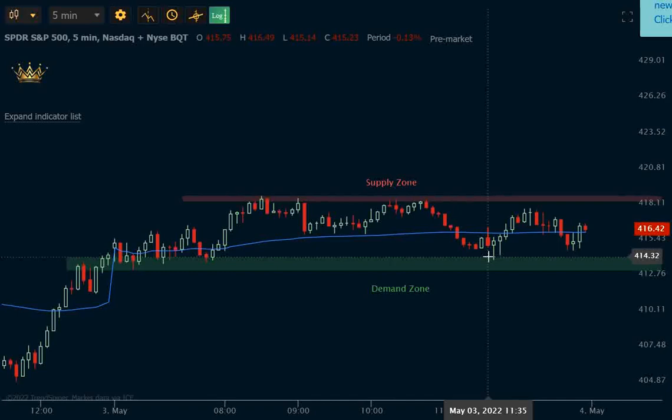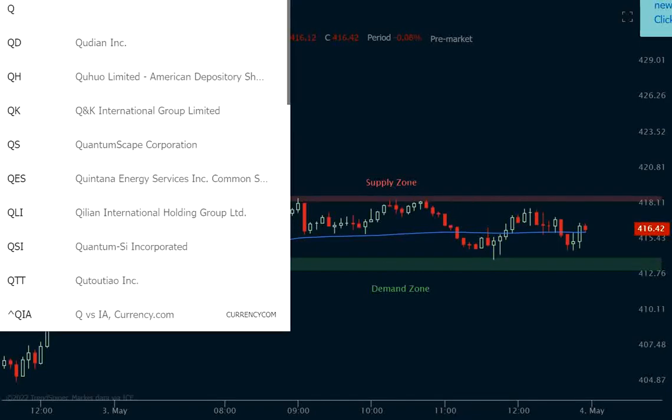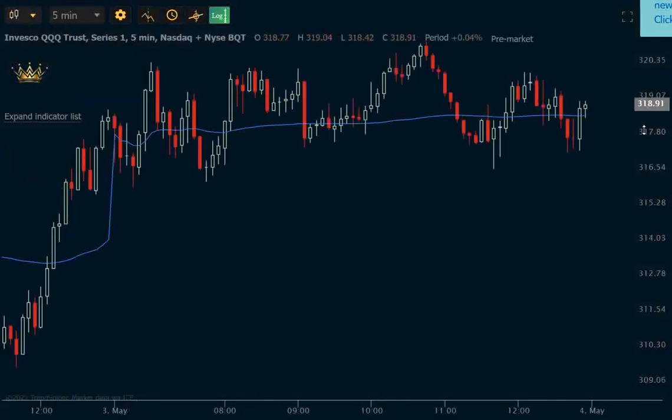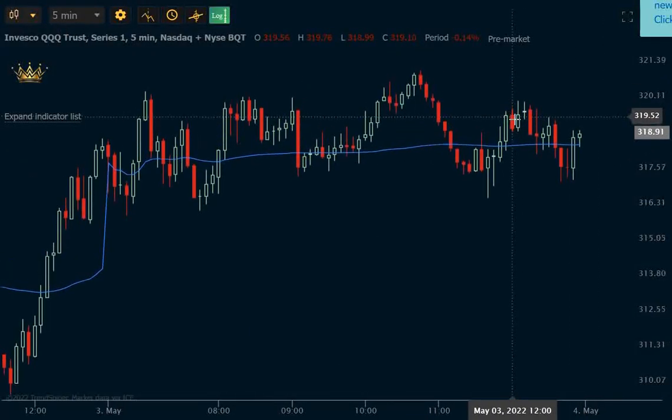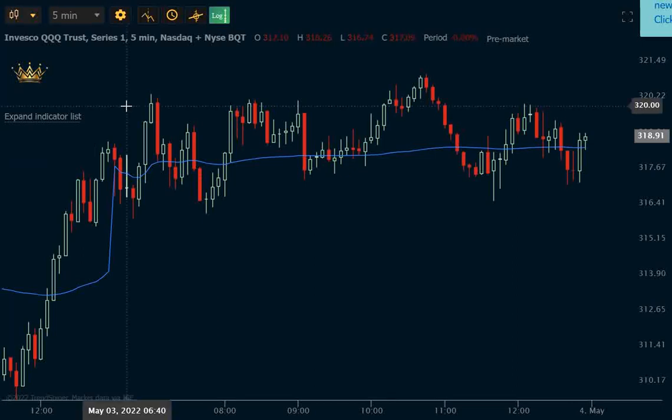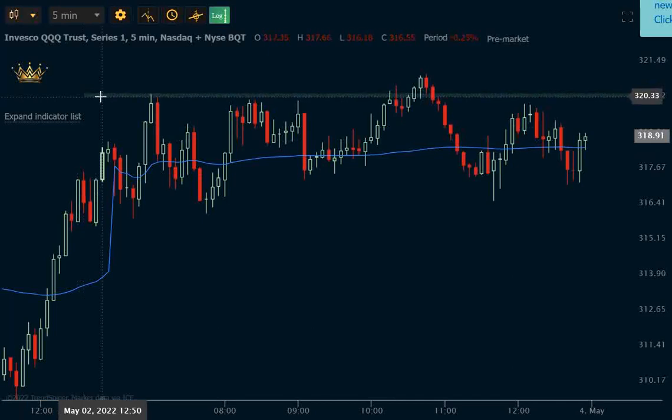So we just took a look at SPY. Let's take a look at another ticker that's really common for options, and let's see how that one acted with supply and demand yesterday. So this is, again, another ticker that a lot of us like to trade options on. This is QQQ. So let's apply that same principle to this ticker. So we see here we have a supply zone.